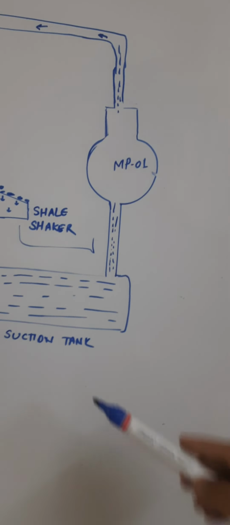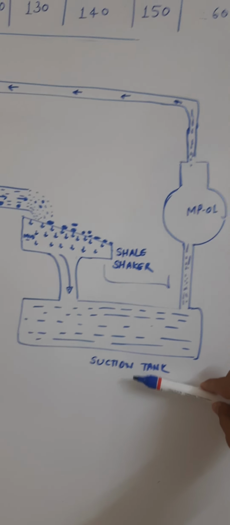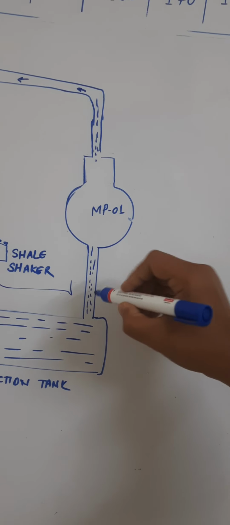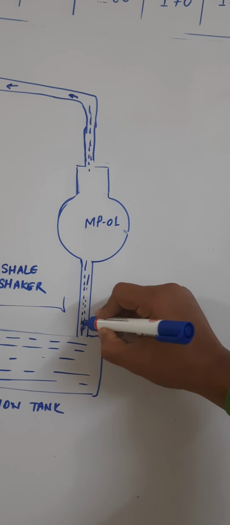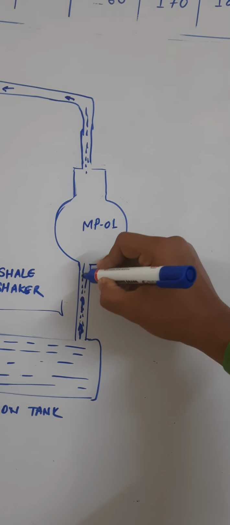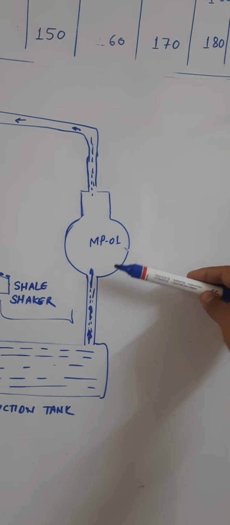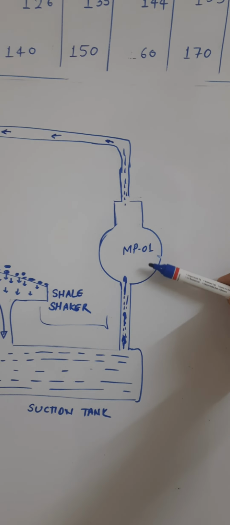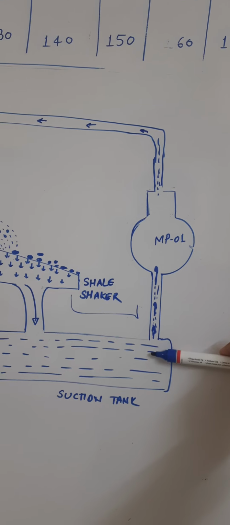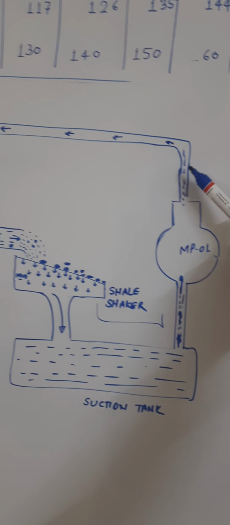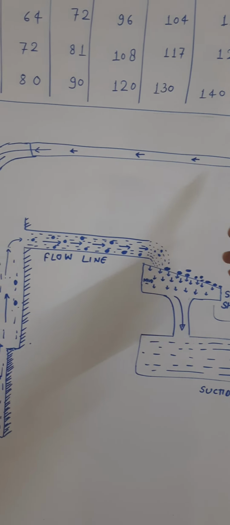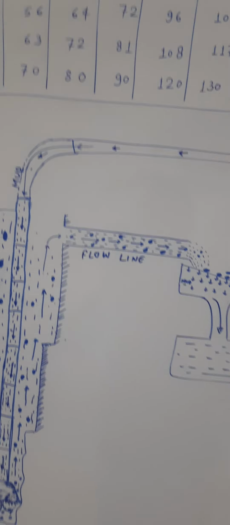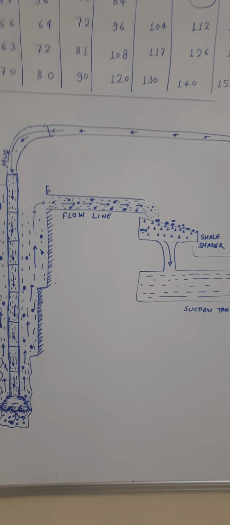Why suction tank? Because this mud is again sucked by this mud pump, like this. So this is the mud pump, generally two or three. This mud pump sucks this mud and again pumps it back into the system, and this keeps rotating. So this is the whole circulation system.